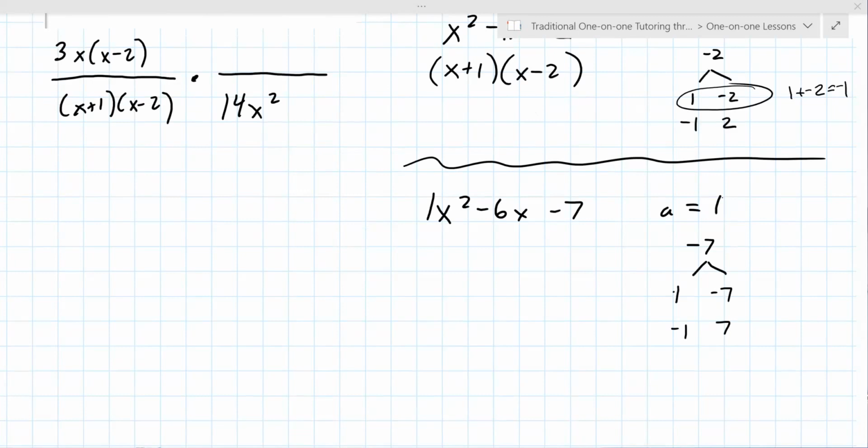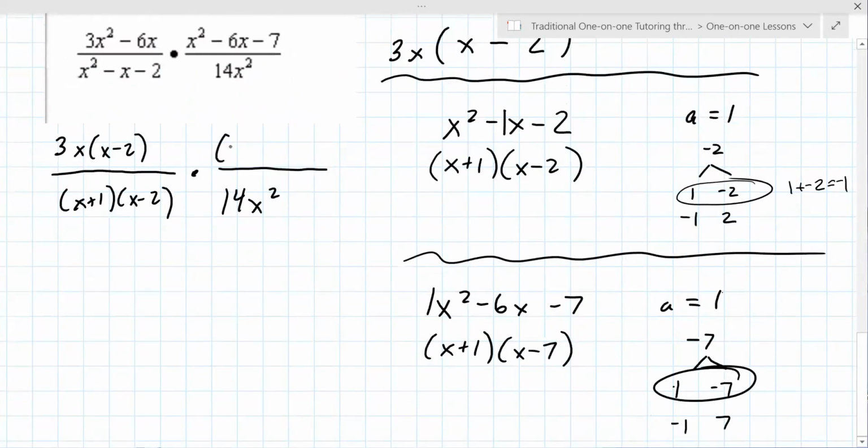Yeah, 1 and -7. Right. So this becomes x plus 1, x minus 7. I just use the one that works and rewrite it here. So now going back, top right, x plus 1, x minus 7.